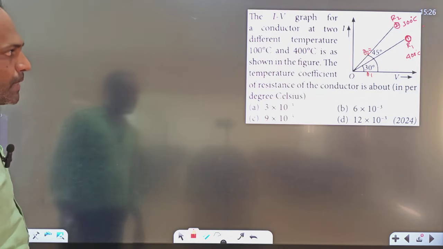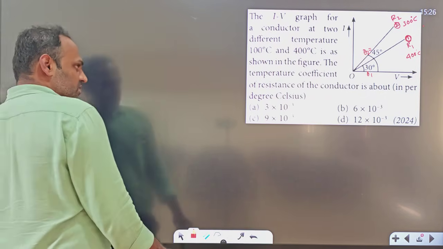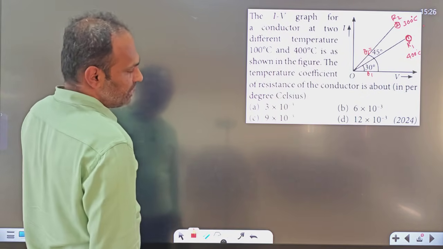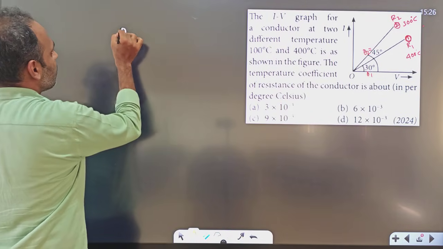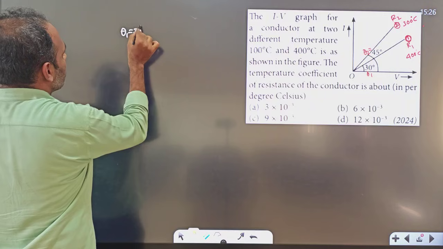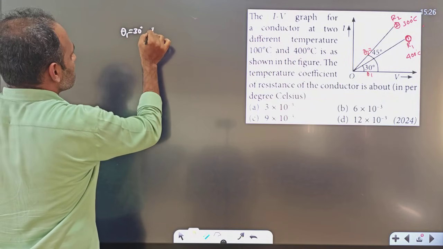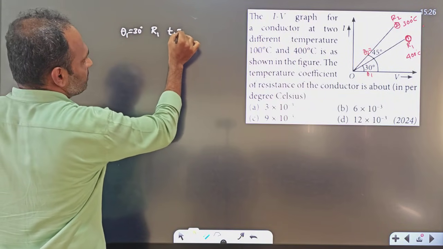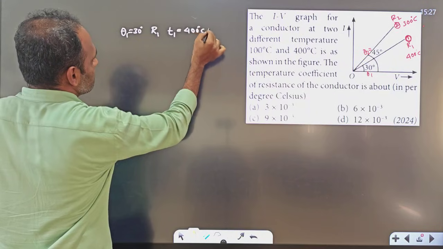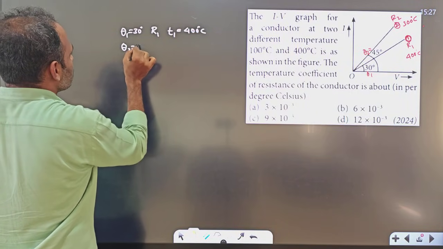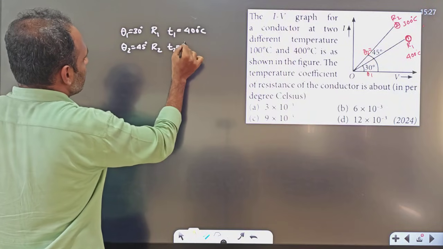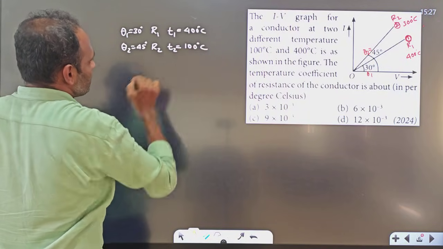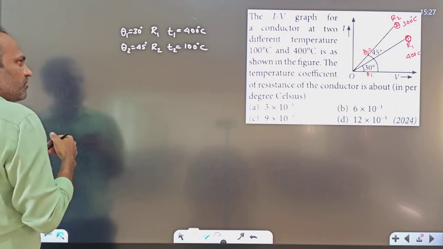To find alpha, what I will do is, we will note down the things here. Theta 1 is 30 degree and resistance is R1. Temperature T1 is equal to 400 degrees Celsius. Theta 2 is 45 degree, resistance is R2, temperature is 100 degrees Celsius. These numbers are given. Now alpha has to be found.